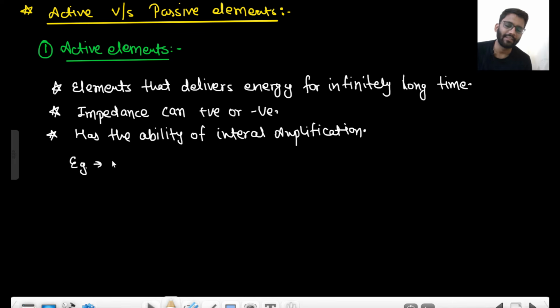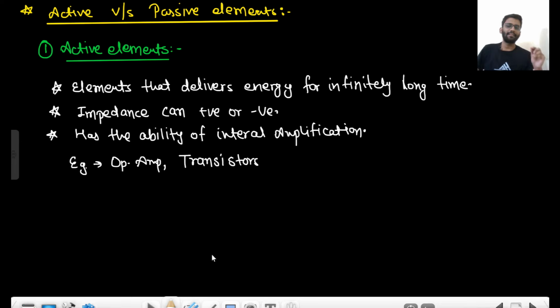There is one IC known as the op-amp. You will study about it in analog electronics. There are transistors like BJT, MOSFET, JFET. About all these you will study in analog electronics. These are things that can deliver energy, and they have the ability of internal amplification. What does internal amplification mean? Suppose you are applying an input of 2 sin omega t millivolt. Now they can give you an output of 10 sin omega t millivolt. This is what is known as amplification.